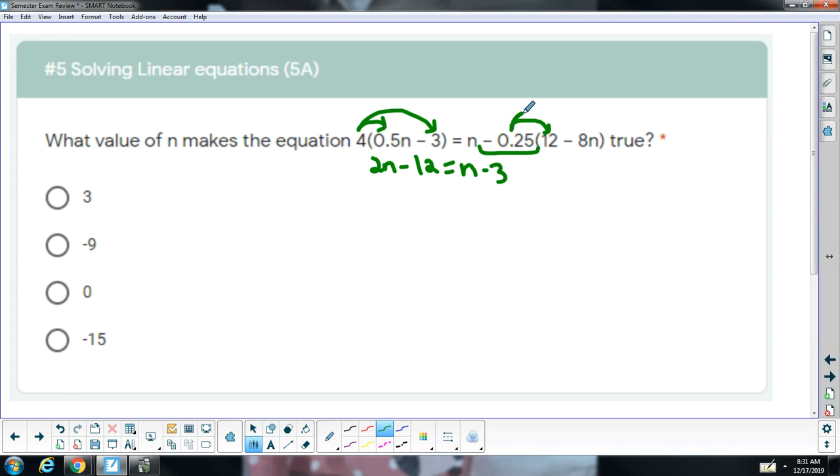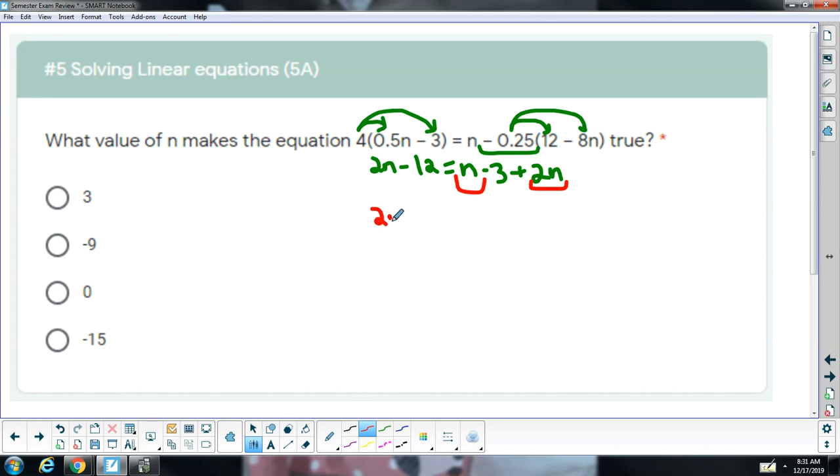And then negative 0.25 times this -8 turns this into a positive. And then 0.25 times 8 gives you a 2n. Okay, so that's just getting rid of the parentheses. Now I notice on this right side, I have n's on the same side of the equal sign. So I can combine those. So I'm going to do that.